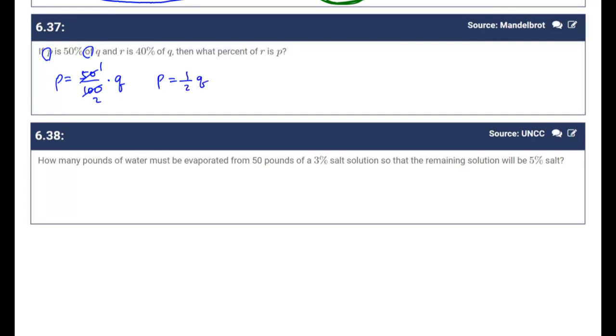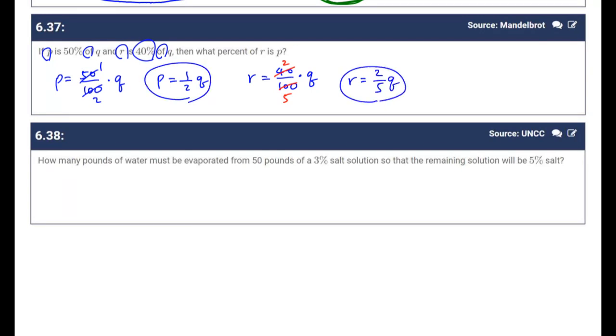And R is 40%, 40 out of 100 of times Q. Well, this reduces to 20 goes into 40 twice and 5 times here, right? So I guess R equals 2/5 Q. So let me use these two to answer this. What percent of R is P?